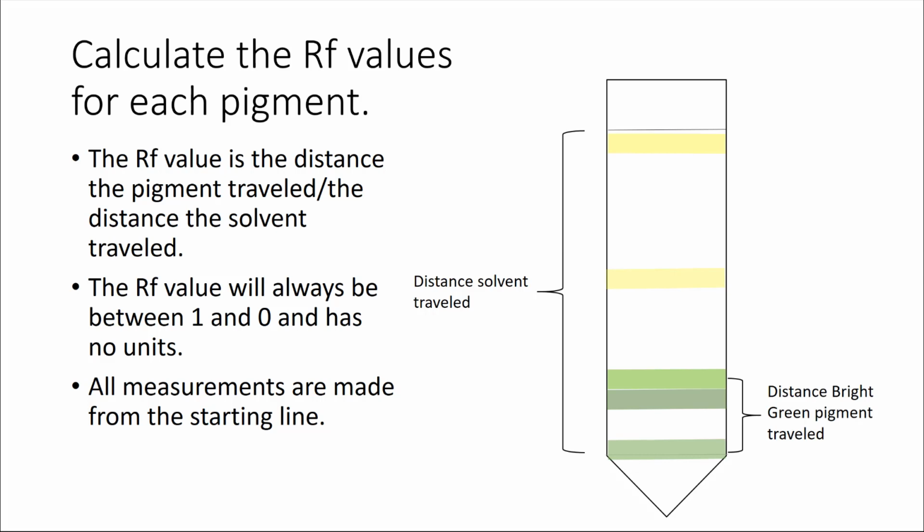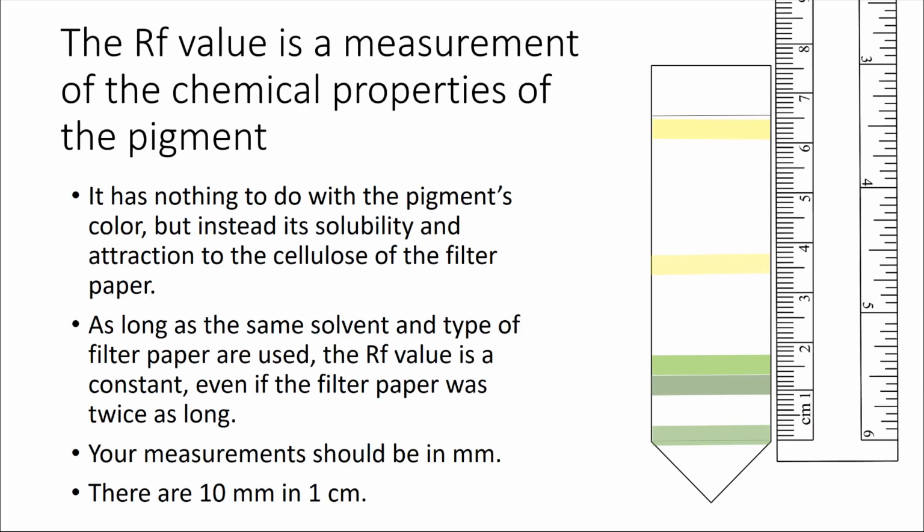The bright green pigment traveled so far, and the dark green pigment traveled a certain distance. For each of these, the distance the solvent traveled is the same, but the distance that the pigment traveled is different, and so we'll have a different RF value for each. You're going to be using a ruler to measure the RF value.